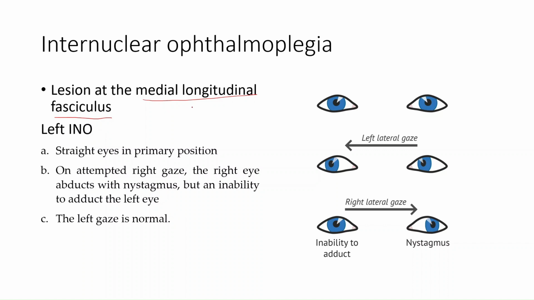So left sided INO means the eyes are straight, there is no diplopia. On attempted right gaze, there is inability to adduct, and there is abducting nystagmus. It moves, but there is a nystagmus. So INO is a very unique example of unilateral nystagmus. But the left gaze is completely normal.